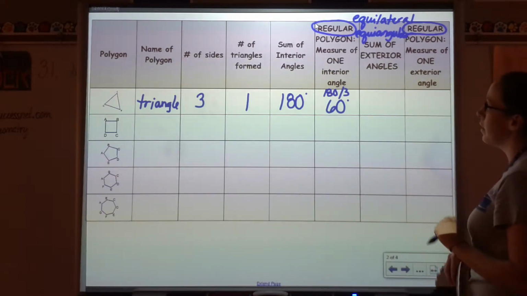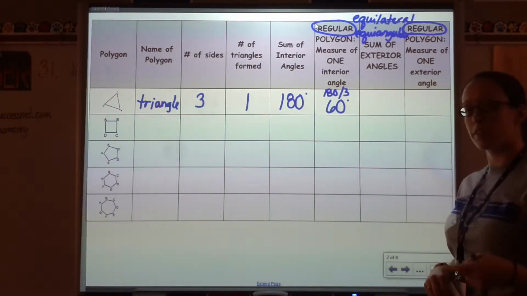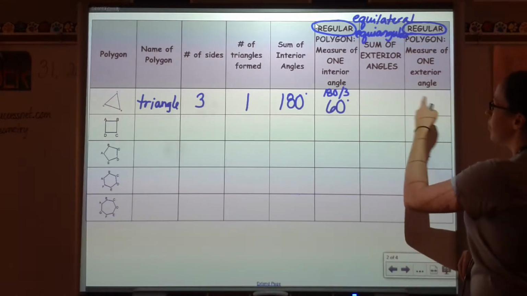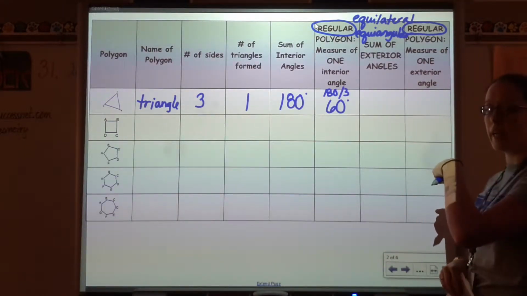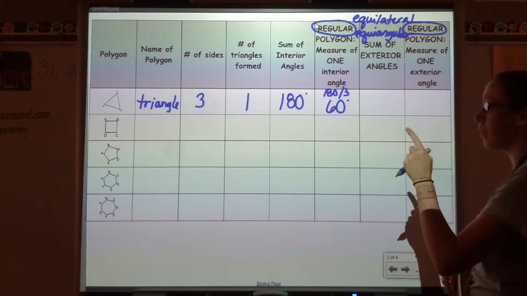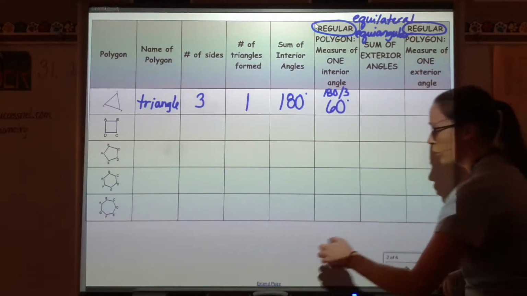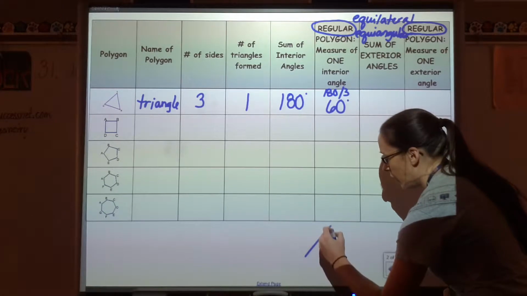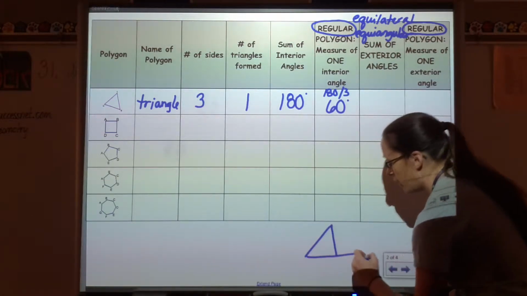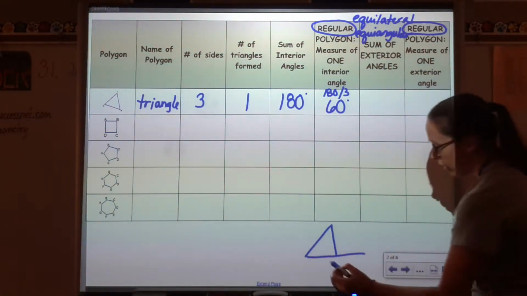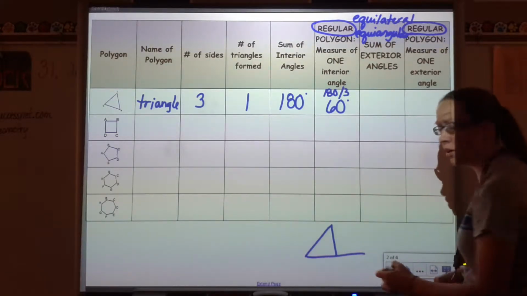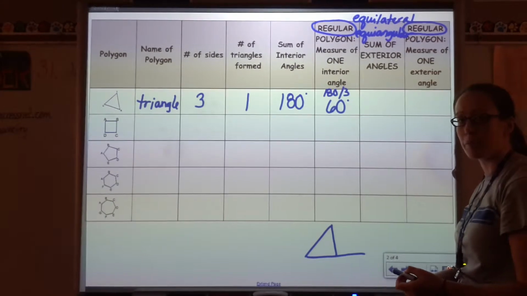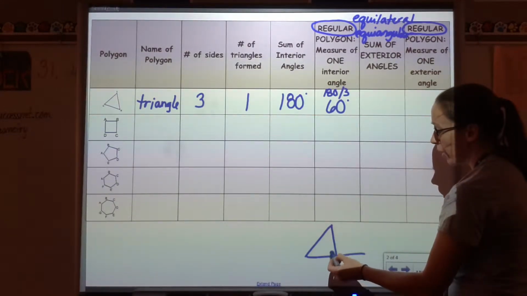Now, the last two columns. The sum of the exterior, we're not quite sure yet. But if we know one interior, can we figure out one exterior? Think about that relationship. And I'm going to draw a little picture down here at the bottom. If I have a triangle and I extend one side, this interior angle and this exterior angle share a unique relationship that we've talked about before. They are a linear pair.